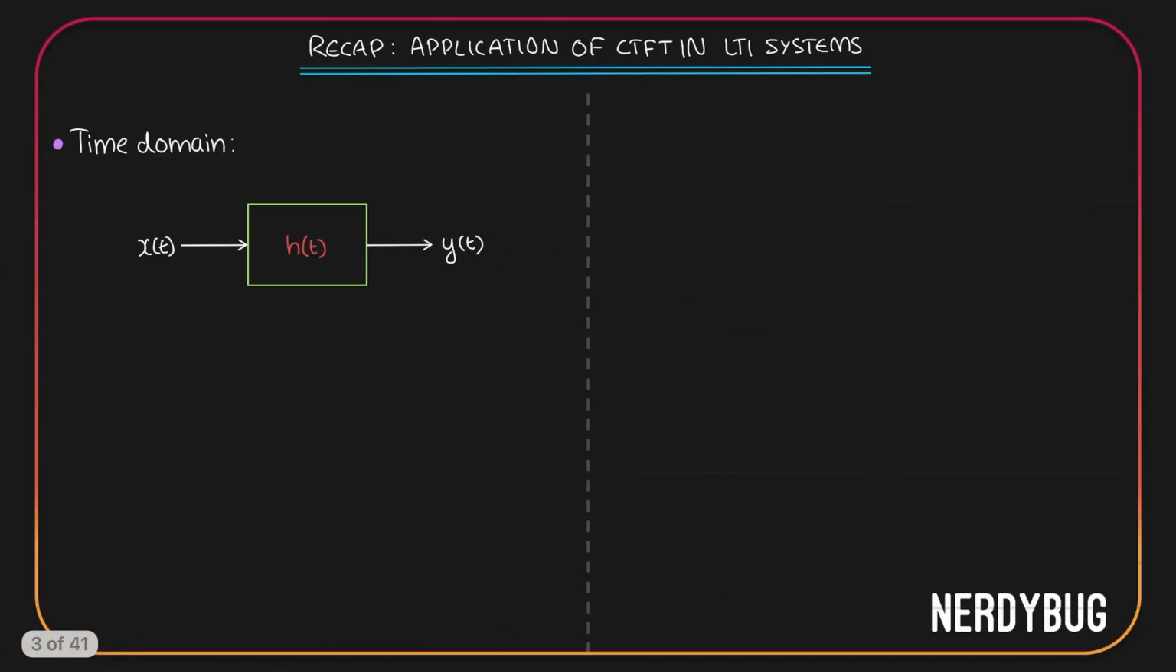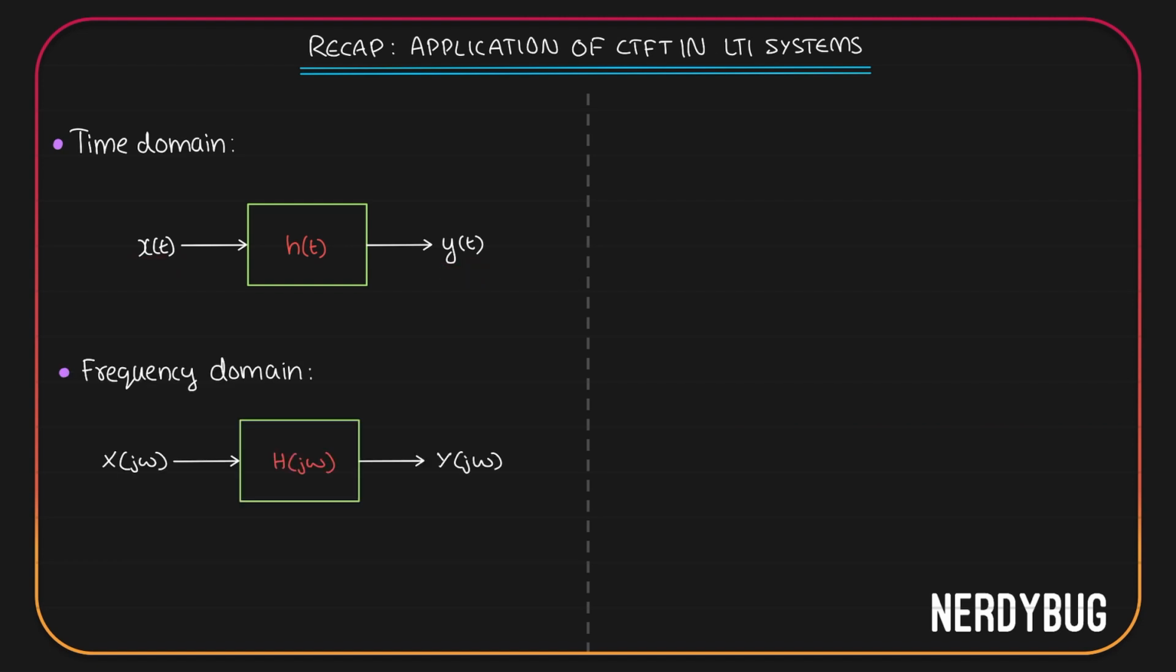Let us start by revisiting the application of continuous time Fourier transform in LTI systems. Before we learned Fourier transform, we used to show LTI systems in time domain like this. We have an LTI system whose impulse response is h of t. We are giving an input x of t, we are getting an output y of t.